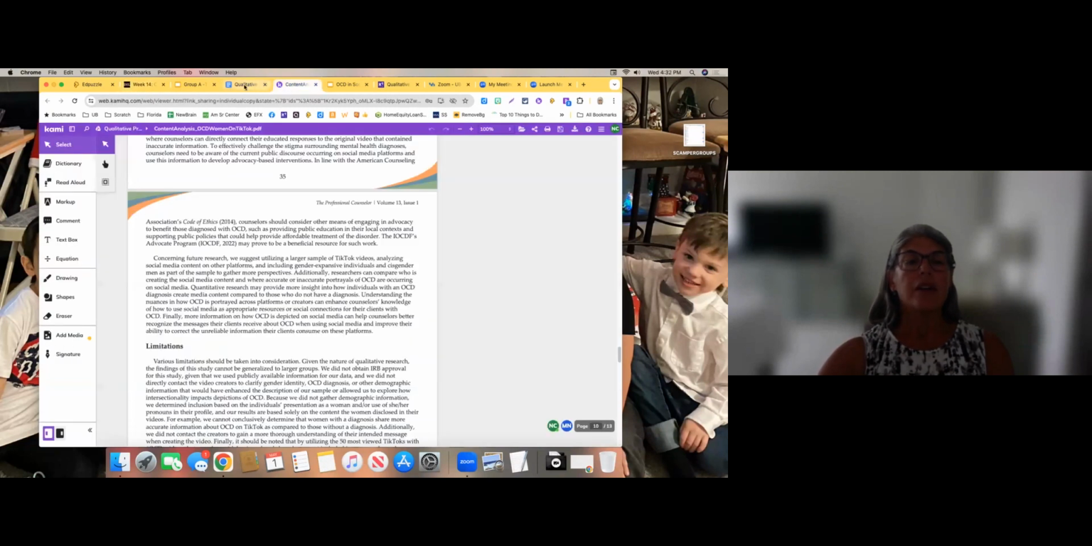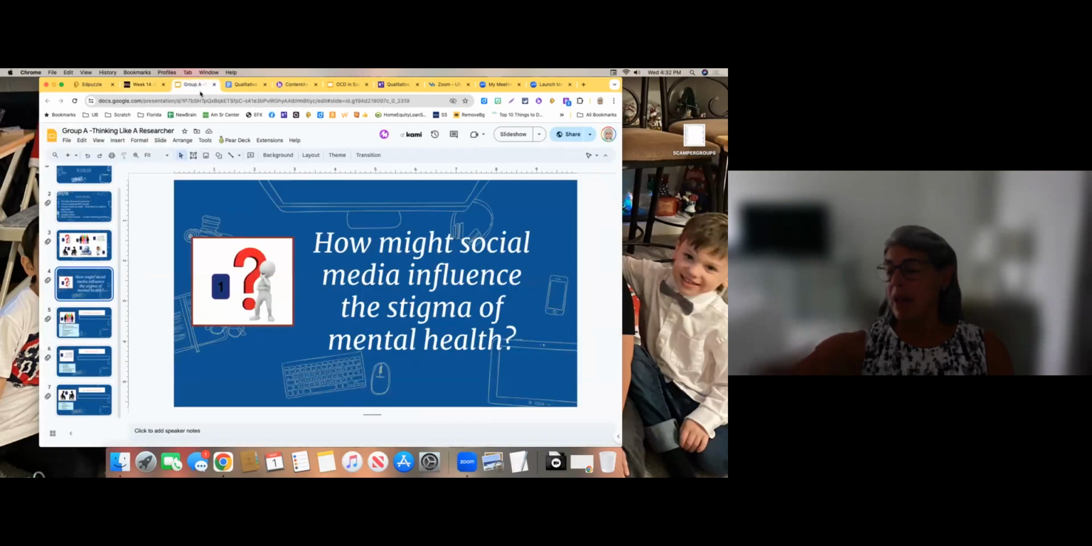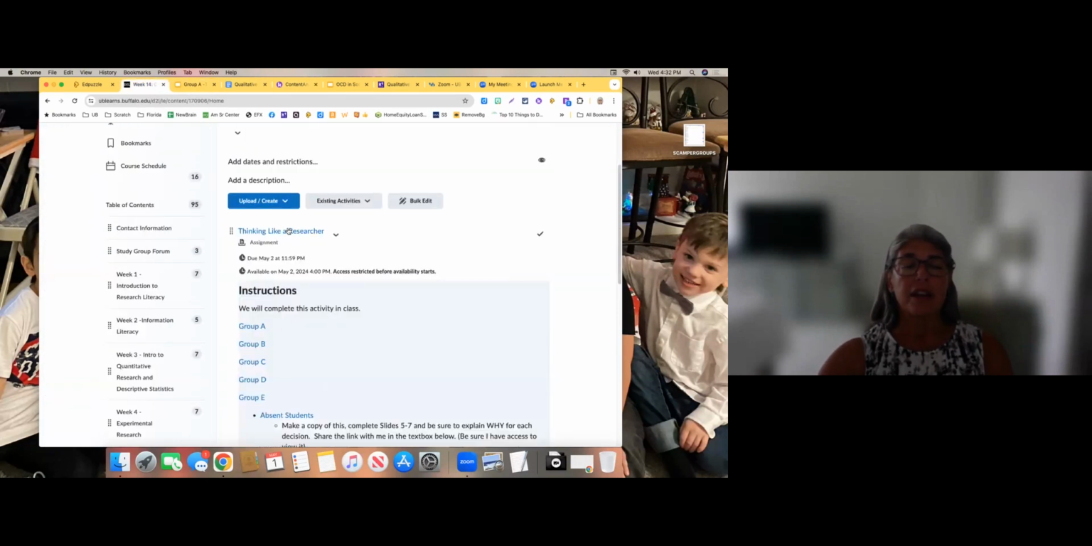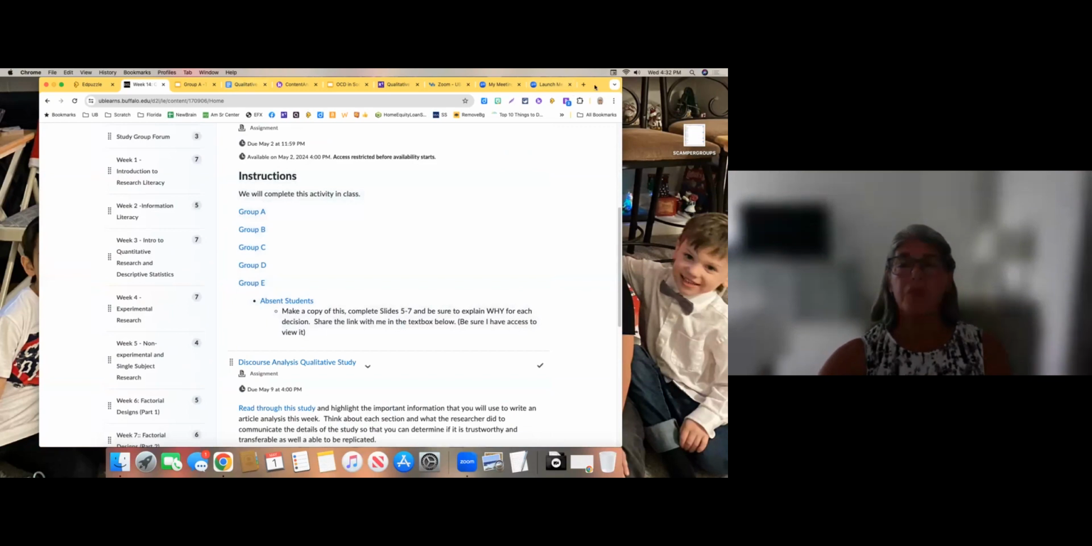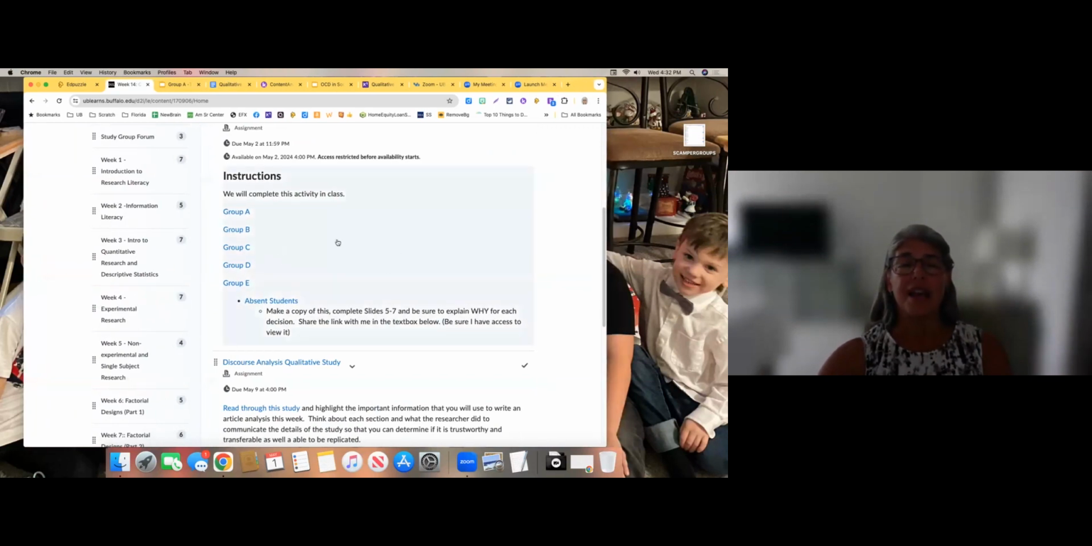Okay, so we have one activity to do now. We're going to act like a qualitative researcher, and you're going to go through those steps of what the qualitative researcher goes through. So I'm going to put you into 5 groups, 3 in a group. If you're in room 1, you're going to be group A. If you're in room 2, you're going to be group B, etc. Room 3, room 4, room 5.